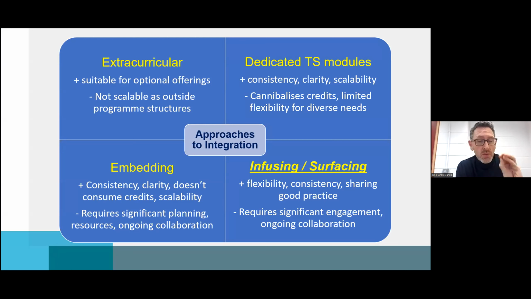Number two, you develop dedicated 5-credit or 10-credit modules on a given transversal skill. In an ideal world, that'd be brilliant. But as I said, the risk then is you're cannibalizing the program content. You have external accreditation, like in the case of engineers. And so realistically, we're not going to get 30 or 40 credits from any given program to develop these modules.